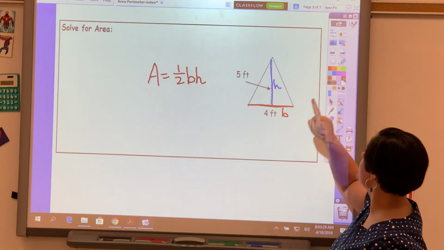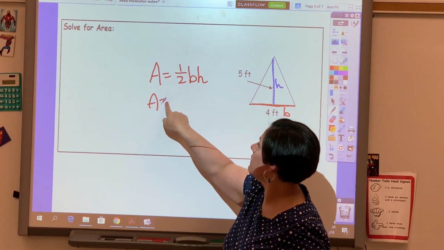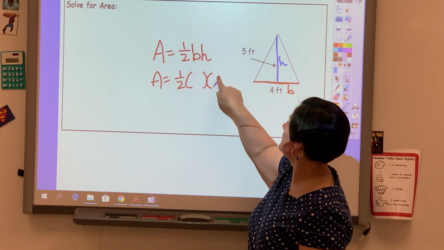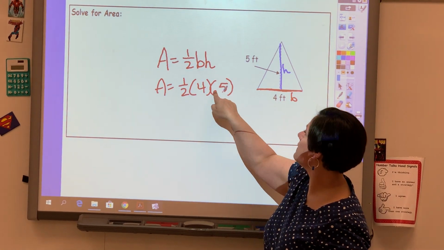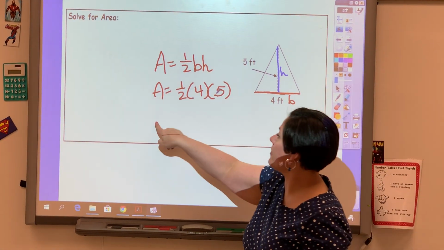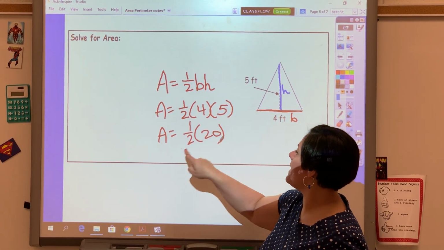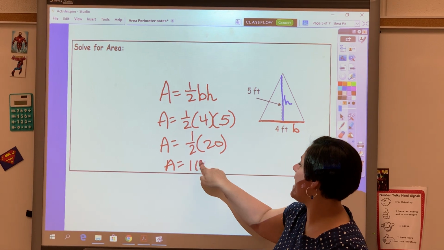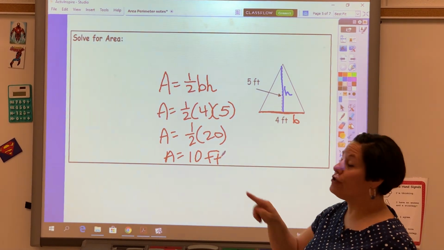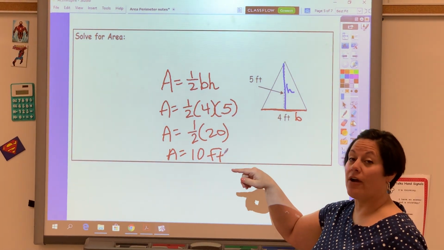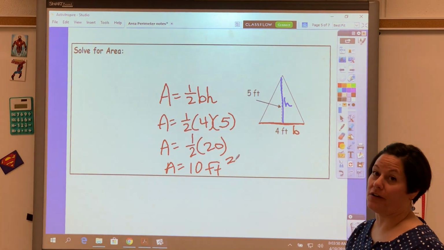We're going to substitute in our information, our base and our height. We're going to do the math. And half of 20 equals 10. Don't forget your units because we're solving for area. It is feet squared.